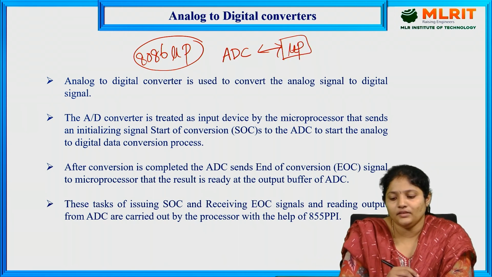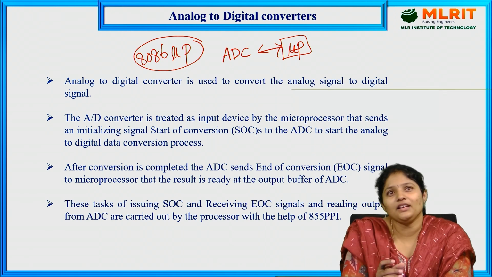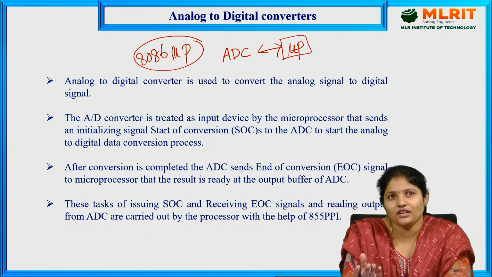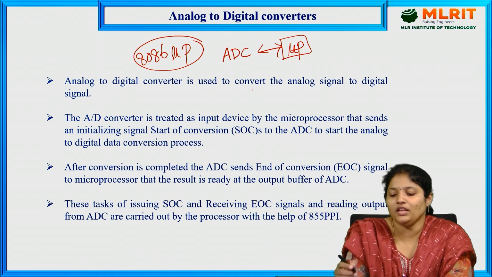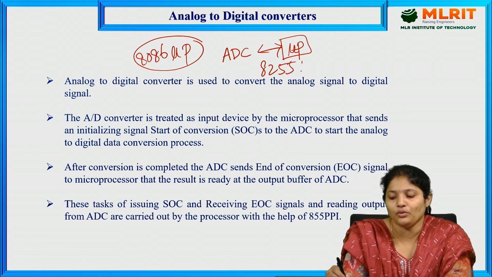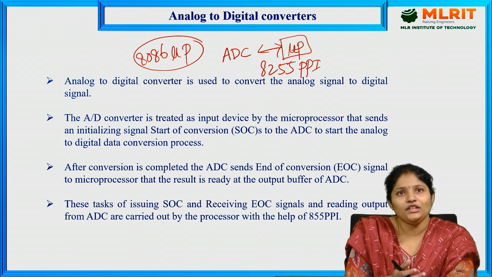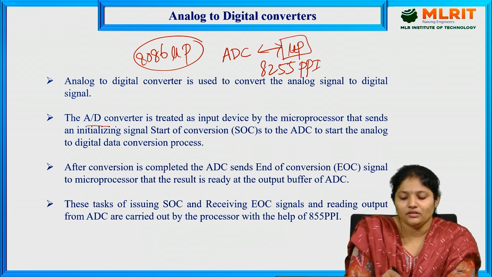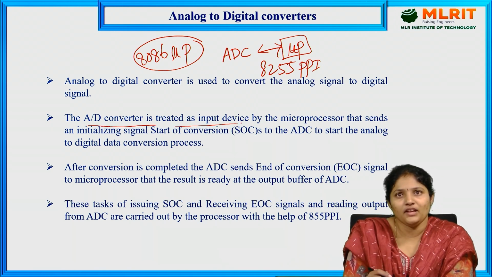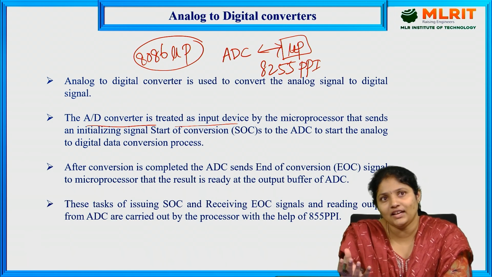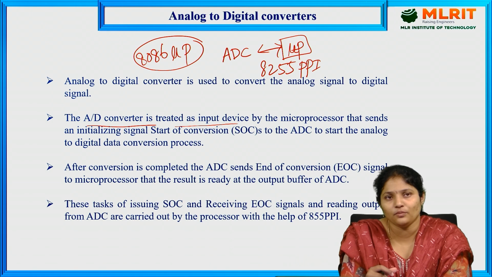But here we can't directly connect input output peripherals to the microprocessor. We need to interface the microprocessor with input output devices by using the 8255 PPI, programmable peripheral interface. And these A to D converters are treated as input devices, because they give digital data as input to the microprocessors.